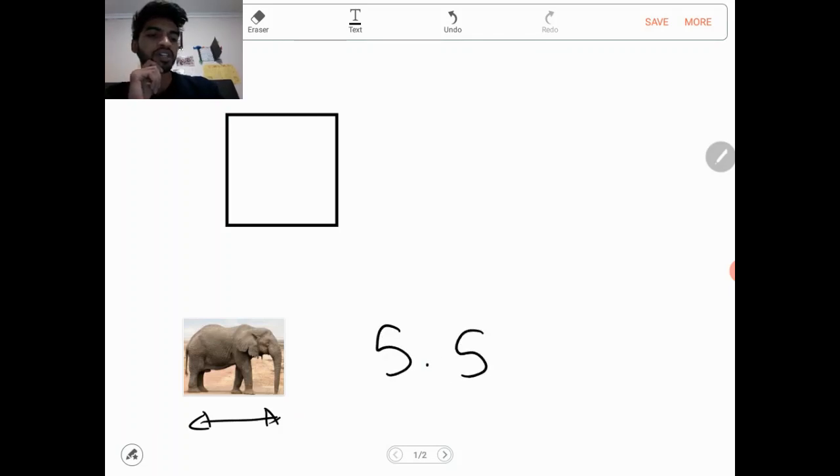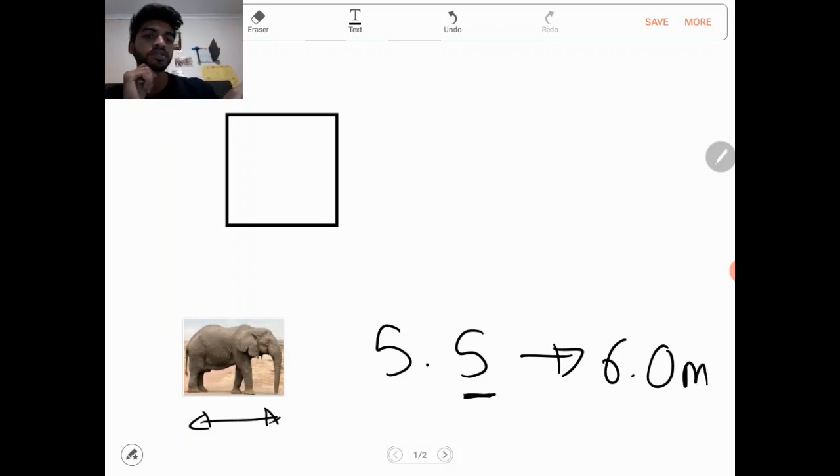But I'm going to round that to the nearest whole number. So I look at the 5, that tells me I need to round up. That would round up to 6 meters. So the area needs to be at least 6 by 6 meters.